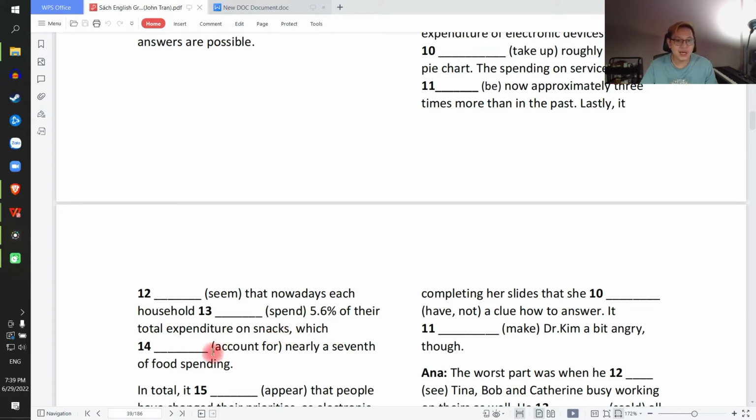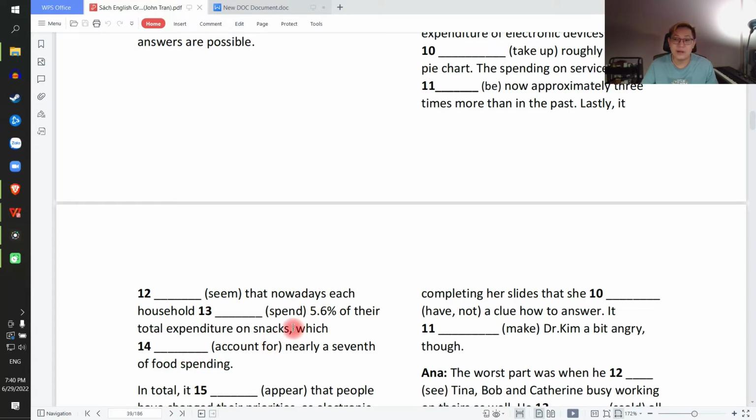Number 14, which accounts with s, which accounts for nearly a seventh on food spending. Nguyên cái cụm mệnh đề quan hệ này nó bổ nghĩa cho nguyên cái điều nó trước đó, tức là nói về nguyên một cái điều là ngày nay mỗi hộ gia đình dành 5.6% của tổng lượng chi tiêu của họ đến snacks. Nguyên một cái điều lần trước này nó chỉ là một điều thôi cho nên là số ít, cho nên chia ở đây là accounts có s, accounts for.